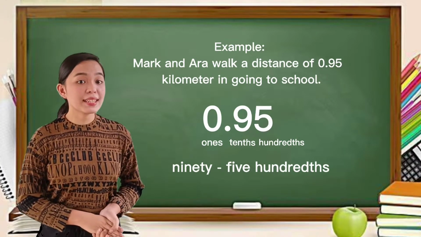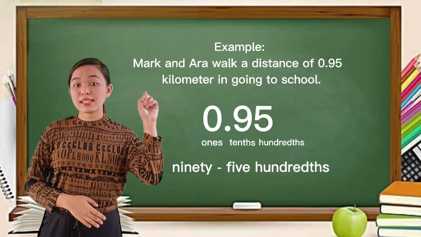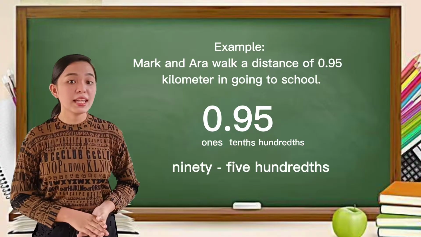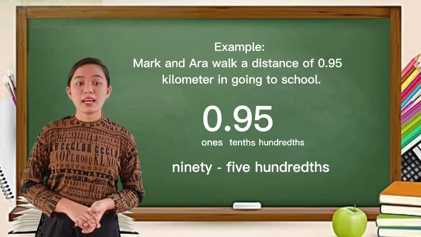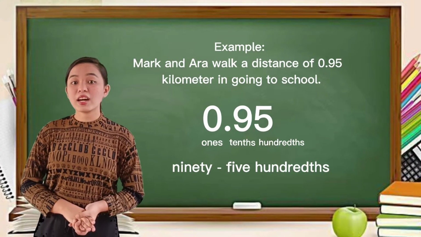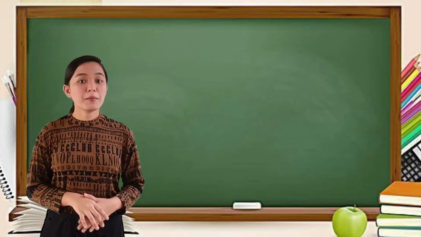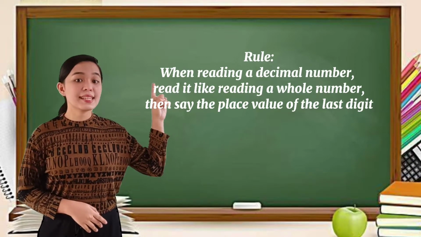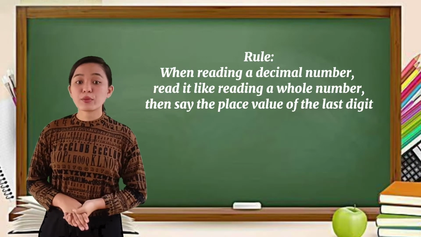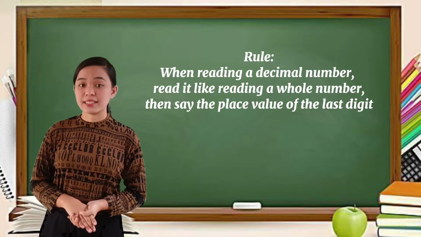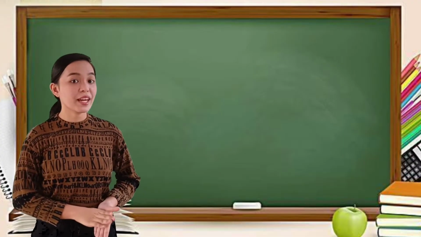So when reading or writing a decimal number, look at the decimal point first. If the last number is next to the decimal point, then it is in the tenths place. If the number is 2 places away from the decimal point, then it is in the hundredths place. To make it simpler, always remember this rule. When reading a decimal number, read it like reading a whole number, and then say the place value of the last digit. Okay, so let's apply the rule.